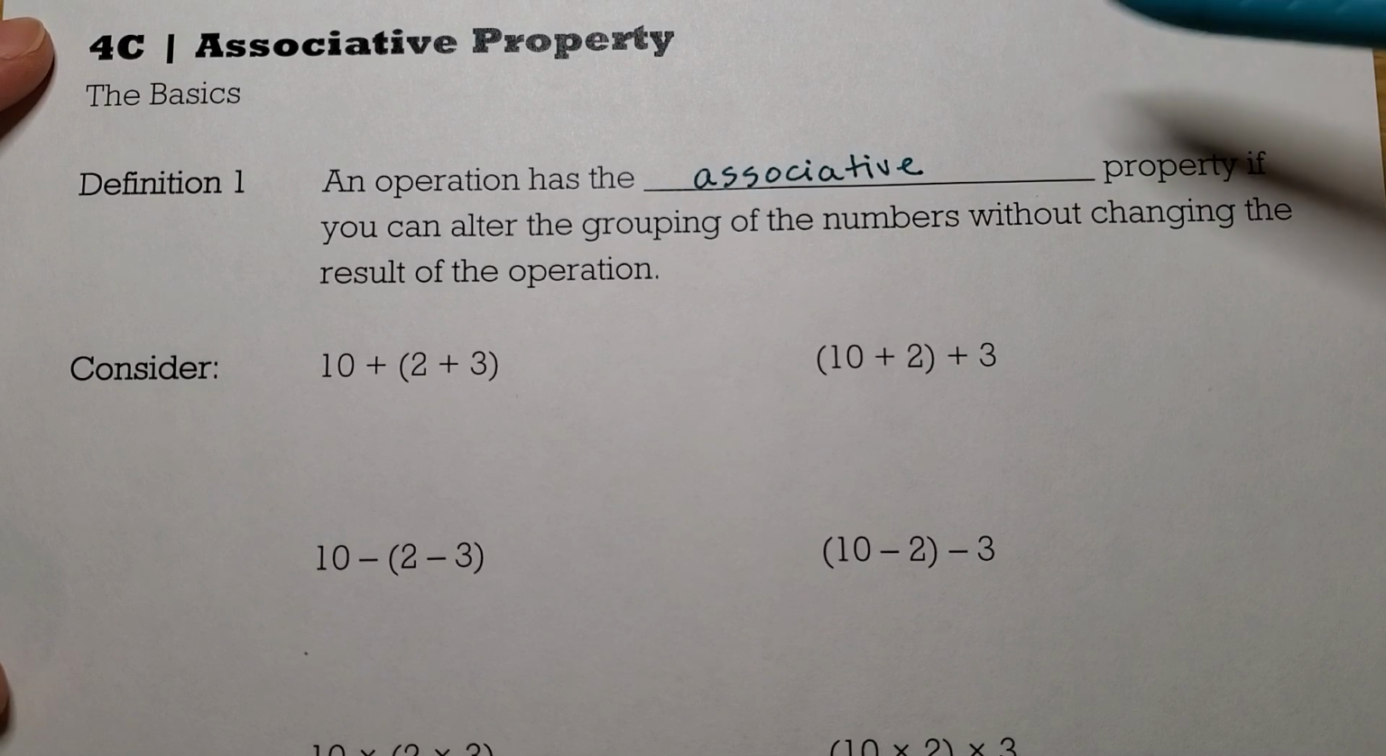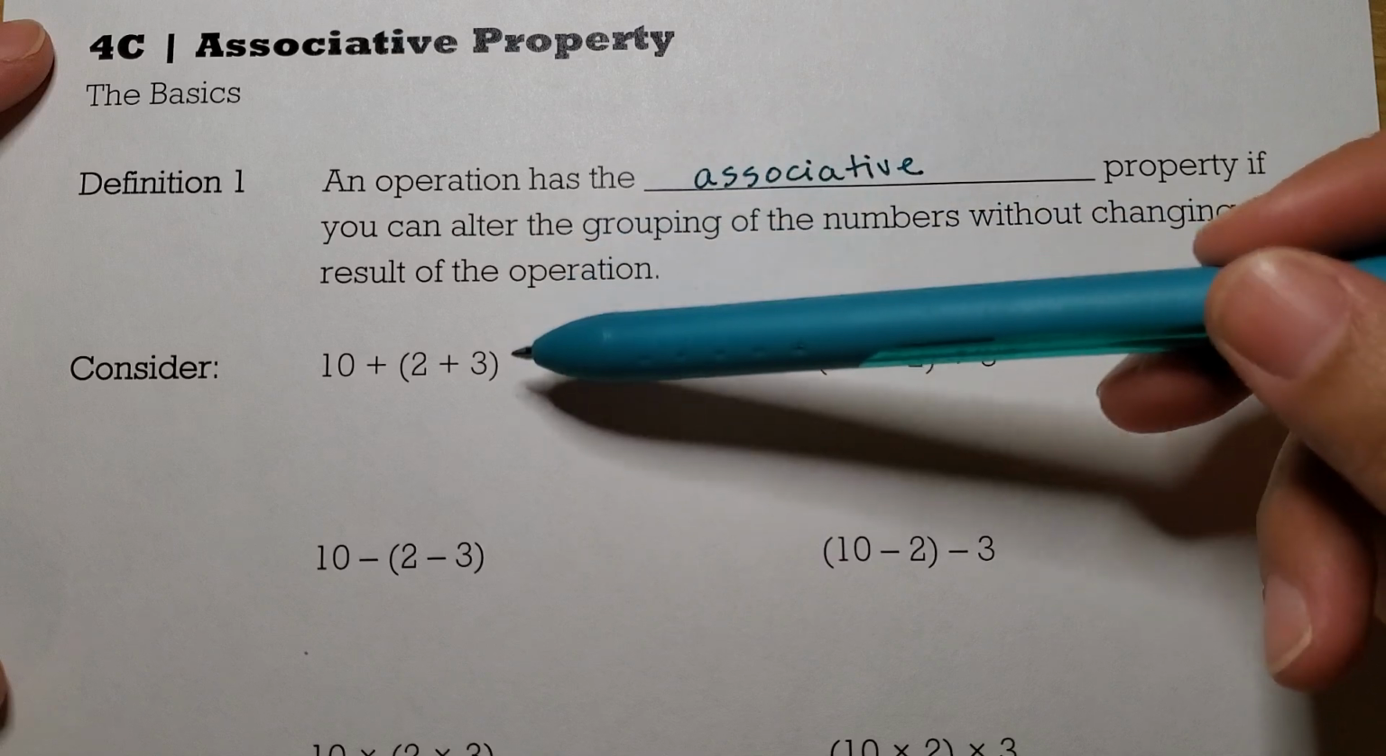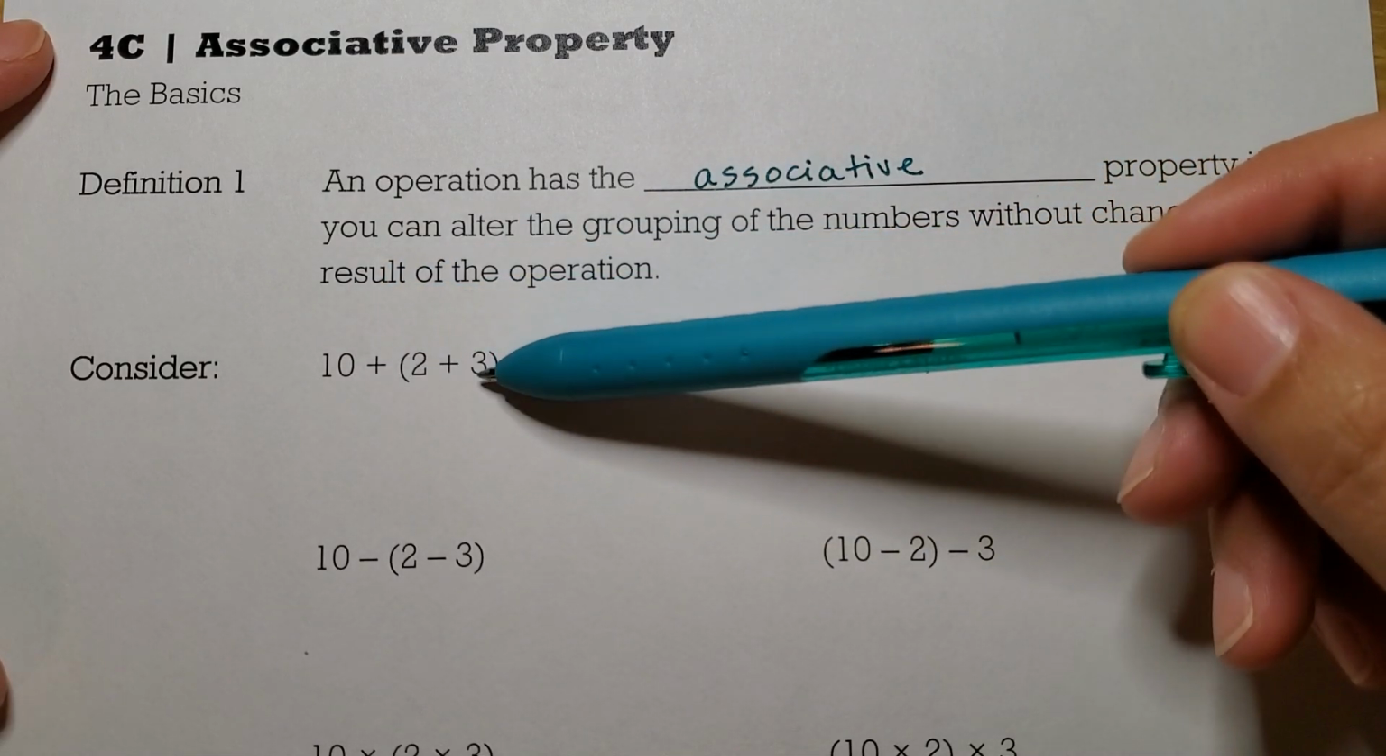So, think about what the word associate means. Like if you see a law firm and it's like such and so plus associates. Associates are people that you're kind of grouped with. So, they're people in your group. So the associative property says you can change the people or the numbers in the groups, and you won't change the outcome.